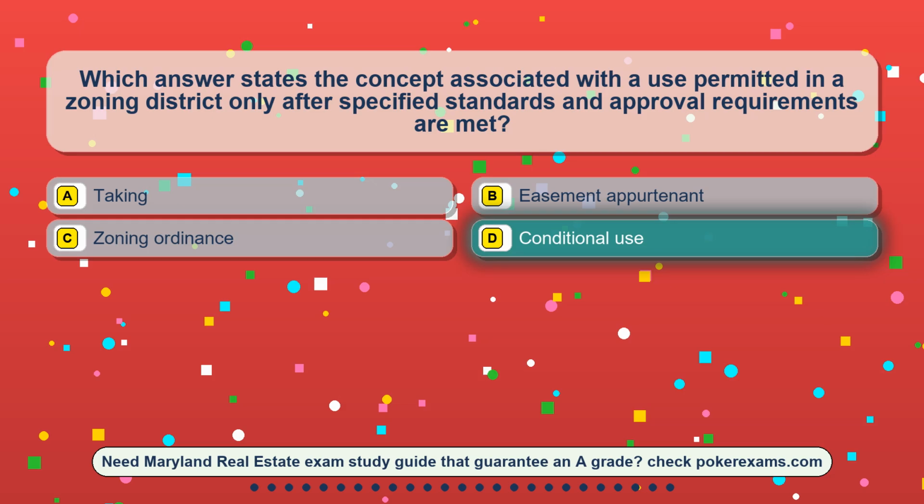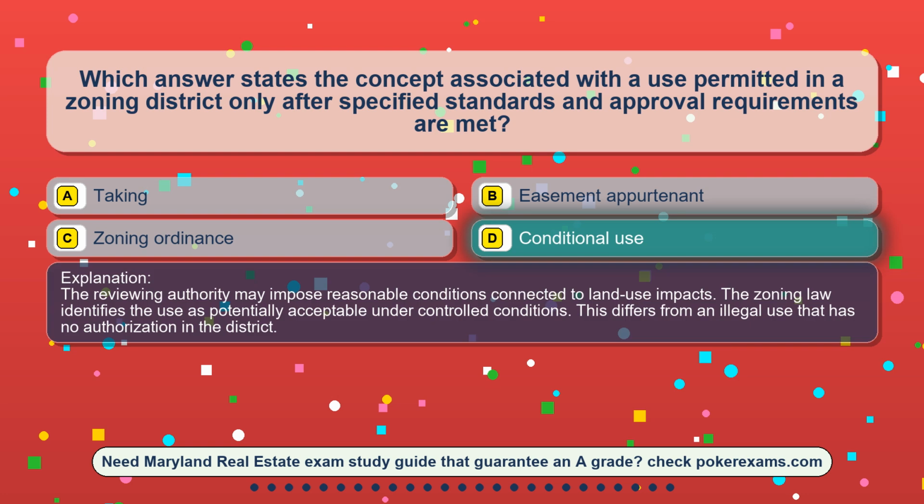The correct answer is option D, conditional use. The reviewing authority may impose reasonable conditions connected to land-use impacts. The zoning law identifies the use as potentially acceptable under controlled conditions. This differs from an illegal use that has no authorization in the district.